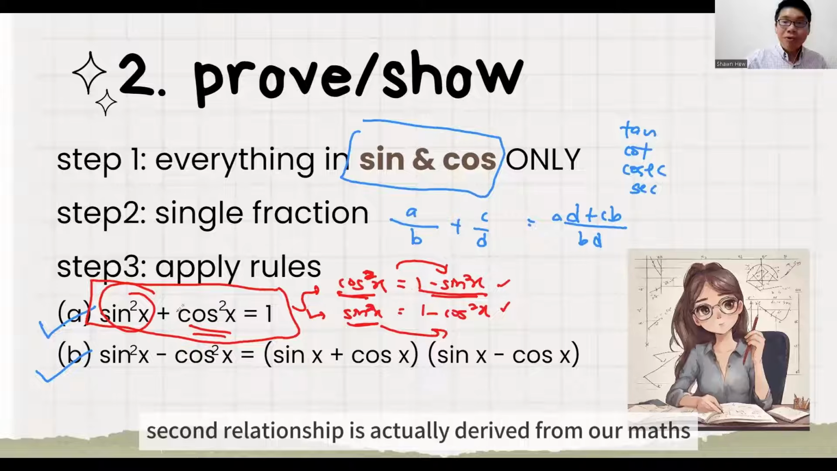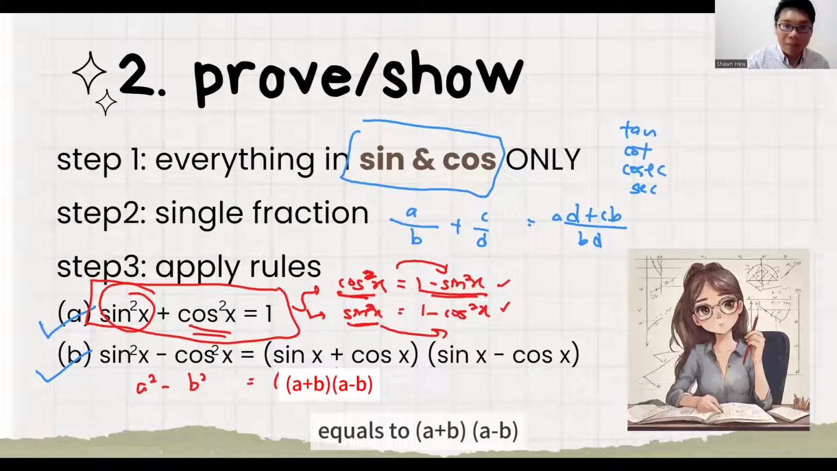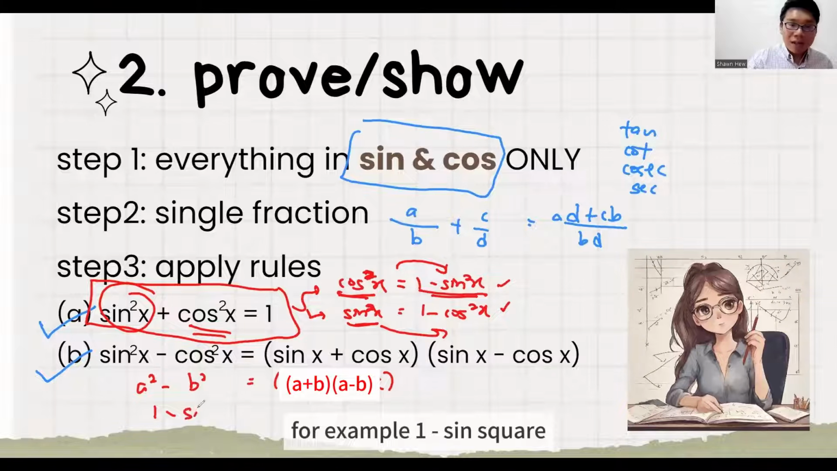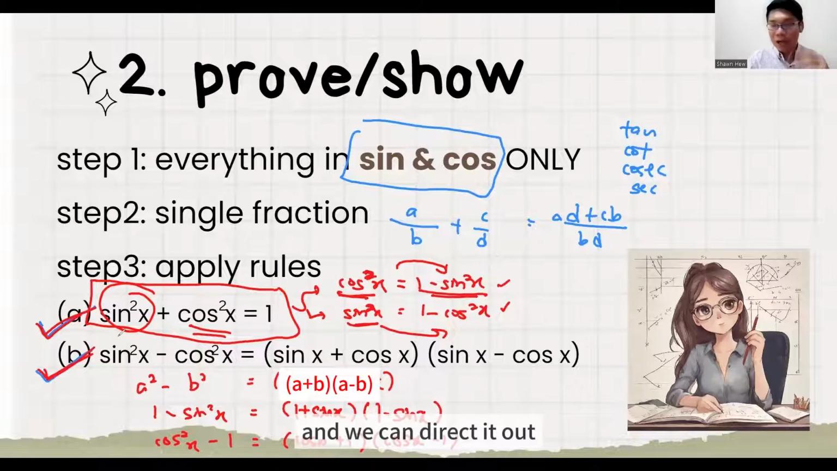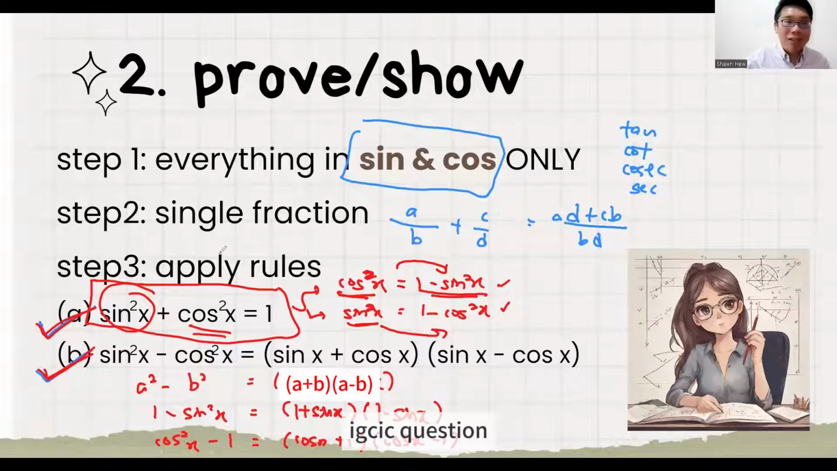The second relationship is actually derived from our maths, which is a squared minus b squared equals a plus b, a minus b. These can also be used. For example, 1 minus sine squared x equals 1 plus sine x, 1 minus sine x. So these are the 2 major relationships, and we can derive them for other situations. After you know these 3 steps, let's go and solve some IGCSE questions.